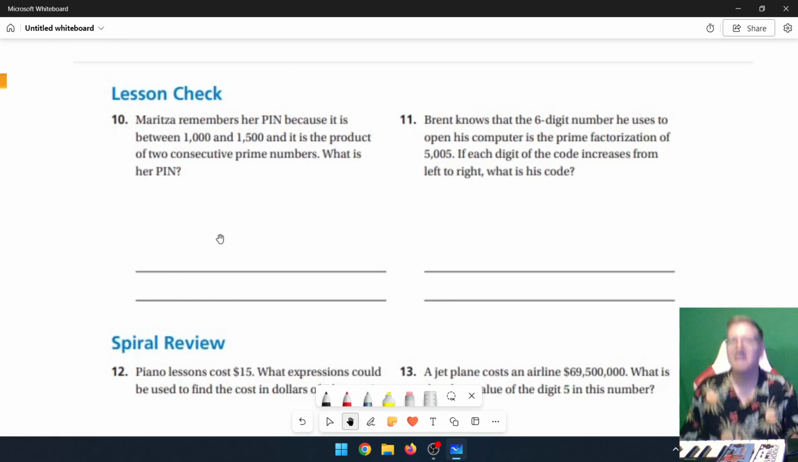On the back, exactly the same kind of things that we've already talked about. We have a couple different puzzles we need to solve. The one on the left here for number 10 says it's the product of 2 consecutive prime numbers, okay? So we need to know what the pin is. So once you find 2 consecutive prime numbers that get us up to this range, we want to know the product here, okay? You're going to be working with some larger numbers.